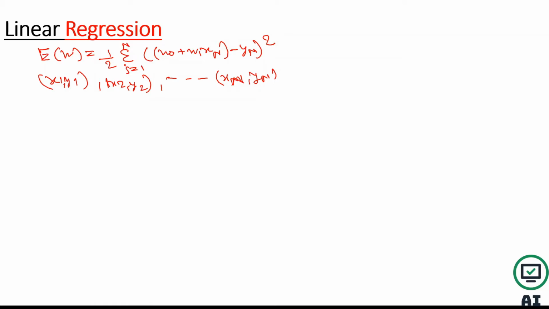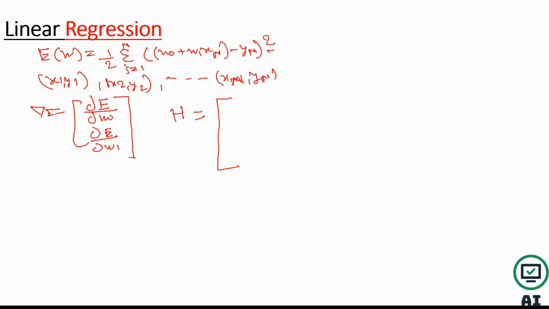To understand the Hessian, first we should know what the gradient is, which we already saw in the previous video. The gradient of this function is nothing but the partial derivative of E with respect to W0 and the partial derivative of E with respect to W1. And the Hessian of this particular function, which is the double derivative of this multivariate function, is nothing but this one.